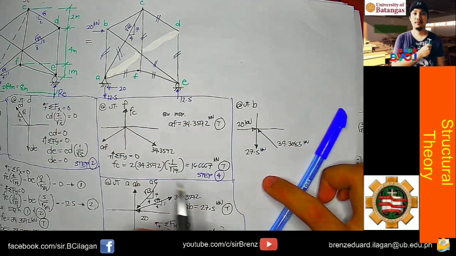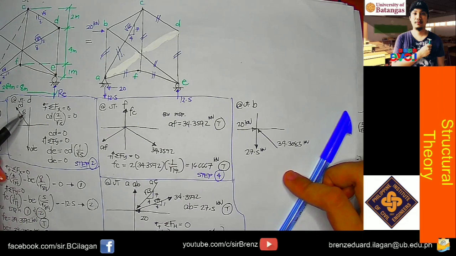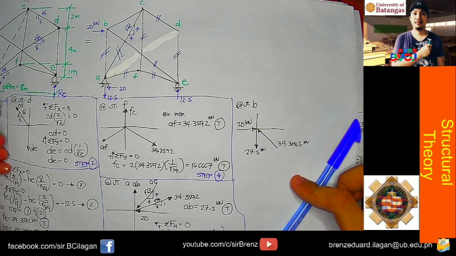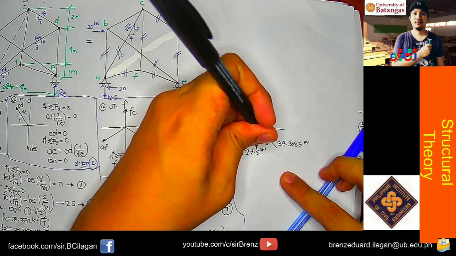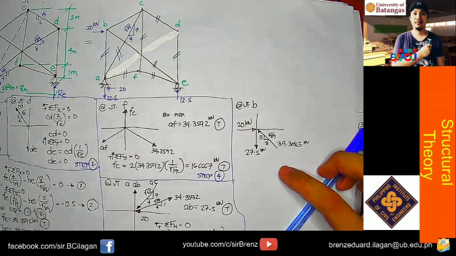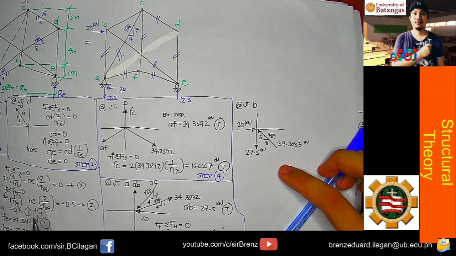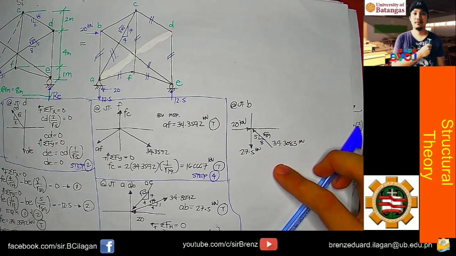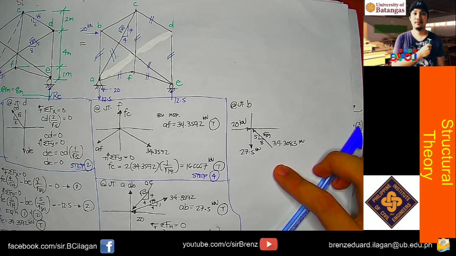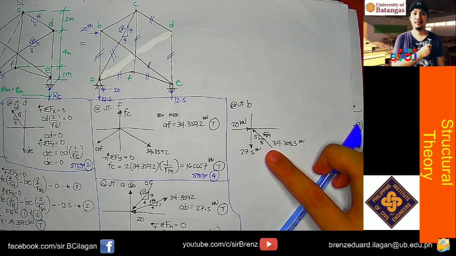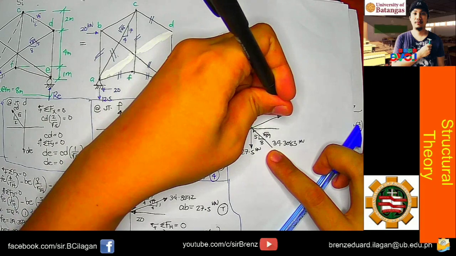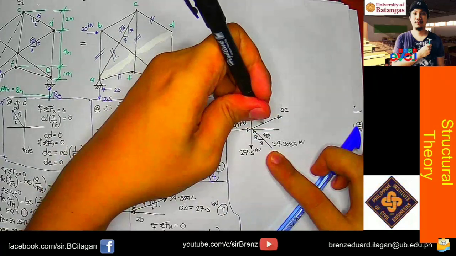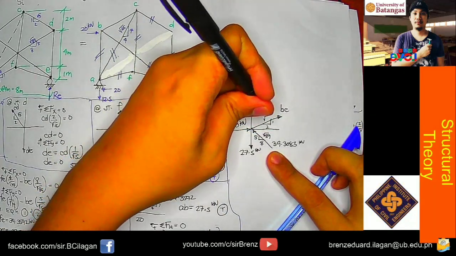Kilonewton. So with the slope of 5/8 squared ng 89. So na lang kulang si BC. So analyze muna natin paano kaya si BC. So assume na lang natin na tension siya. So ito si BC with a slope of 1, 2 square root of 5.